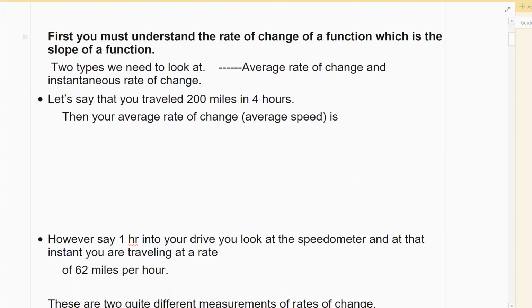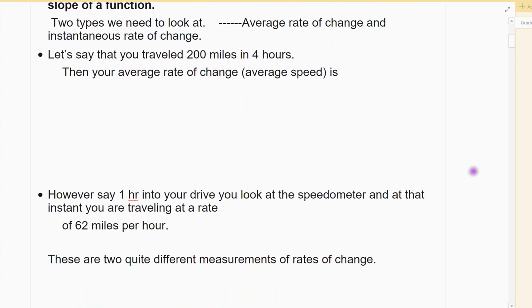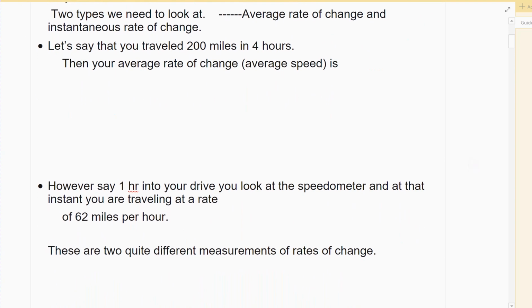All right, so again, you must understand rate of change of a function, which graphically is represented by the slope of the function. That is a key element to this class. You have to understand what rate of change is. You have to understand that it relates to the slope of the function. All right, so two types of rate of change, average rate of change and instantaneous rate of change. One of them you've done in an algebra class, the first one, average, which is what we're going to be talking about in this section.